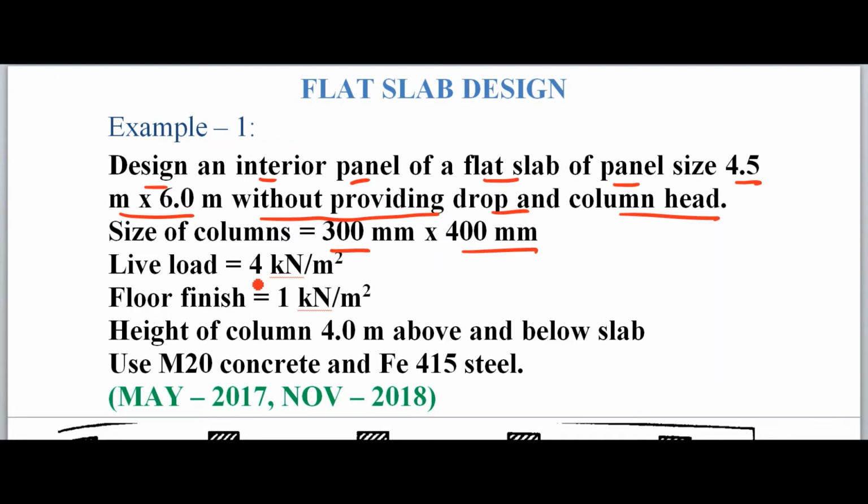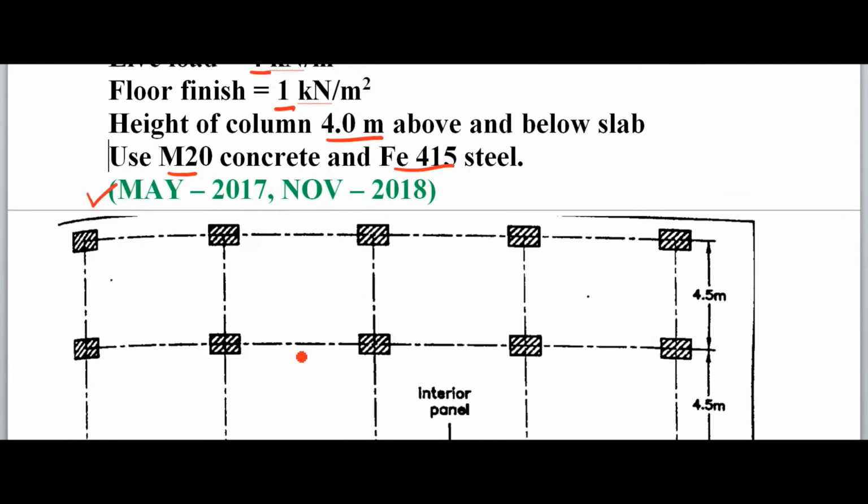Live load is 4 kN per square meter. Floor finish is 1 kN per square meter. Height of column is 4 meter above and below the slab. And use M20 grade concrete and Fe415 steel. And this type of example was asked from May 2017 to November 2018. This type of example was asked 2 times in a row.